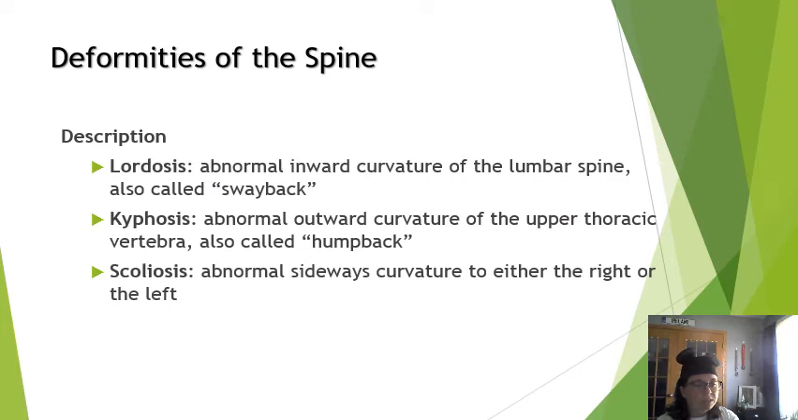Lordosis is when there is an abnormal inward curvature of the lumbar spine, also called the sway back. Kyphosis is the abnormal outward curvature of the upper thoracic spine, often seen as the humpback, and then there's scoliosis, and this is when the spine curves sideways, left or right.